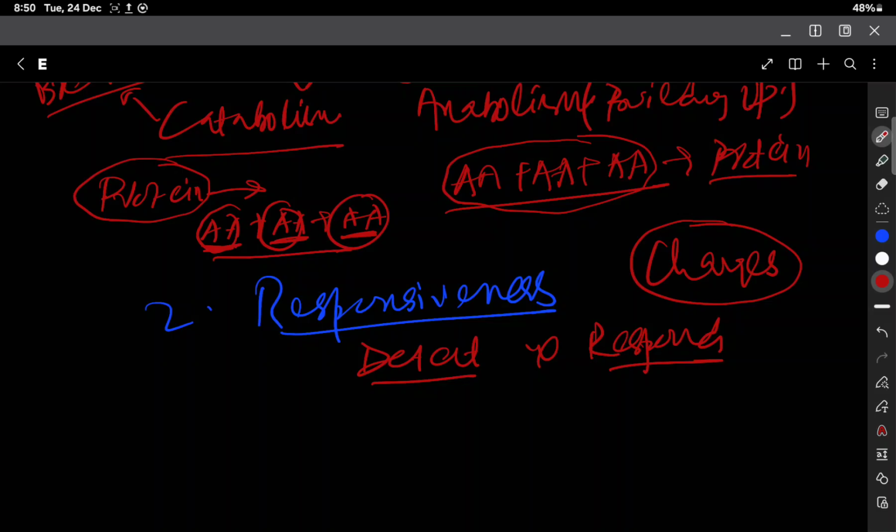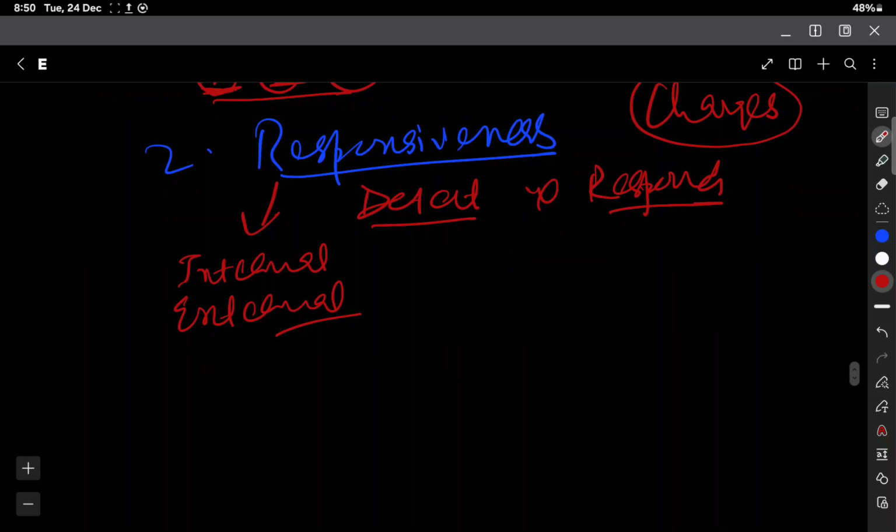Your body will detect and your body will respond to the change. Those changes can be either in the internal environment or in the external environment. That we call responsiveness. For example, I gave you the example, decrease in the body temperature. Okay, internal temperature, then the body will do, for example, vasodilation. Okay, so the third important basic life process is movement.